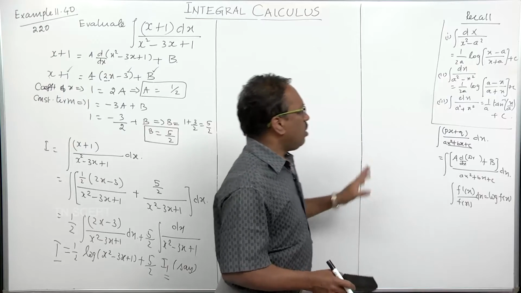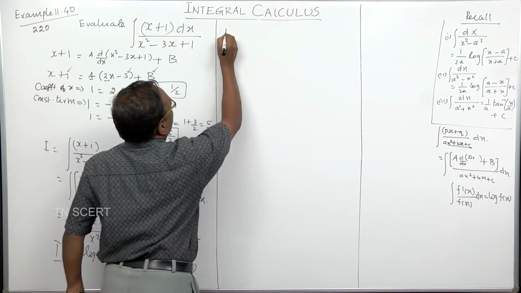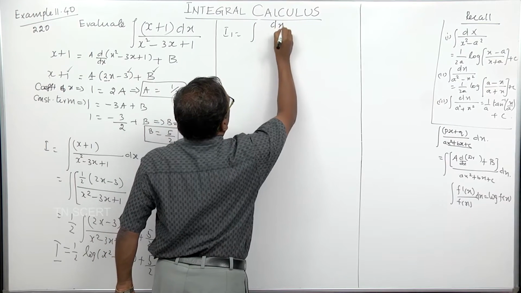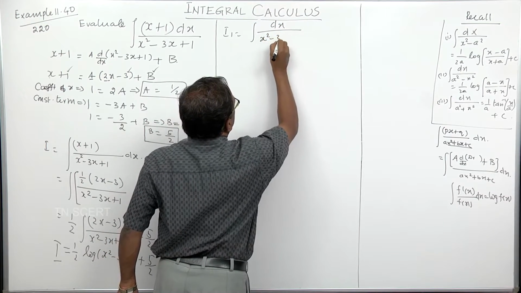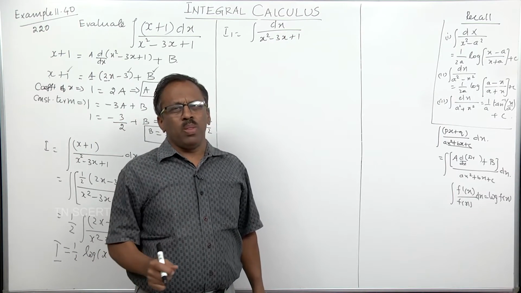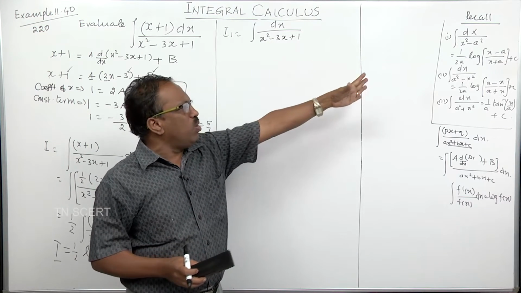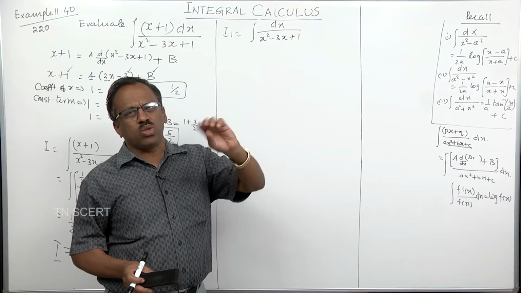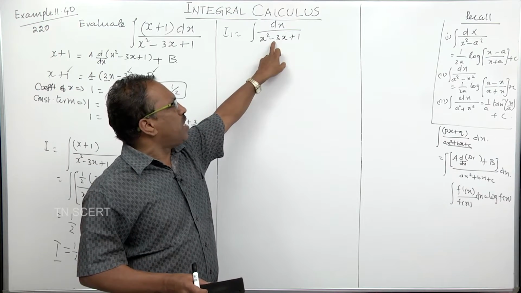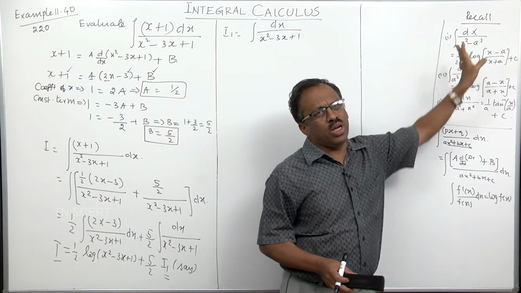Now, this problem, in what way are we going to do it? I1 is equal to integral dx by x square minus 3x plus 1. In what way can we apply this formula? This is a second degree expression. You have to arrive at any one of these formats: x square minus a square, or a square minus x square, or x square plus a square. Since a minus is involved, definitely we are not going to get the plus one, so definitely we will get one of these two.